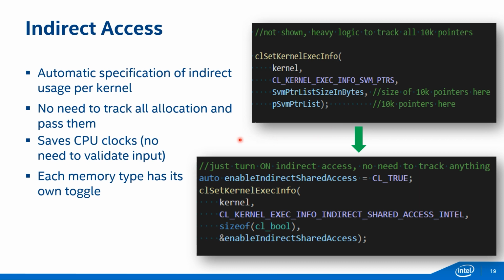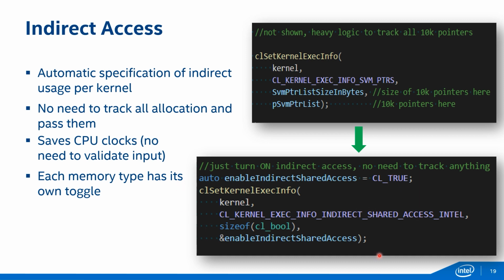So what we wanted to fix here, we added a notion of indirect access flags. So we have 3 memory types, and each kernel can be set to specify that those kinds of allocation types are used indirectly in this kernel. And the user may simply say, in this kernel I'm using this allocation type indirectly. Make sure I can use all allocations that were allocated in this context indirectly. So instead of passing 10,000 device pointers or host pointers to the kernel, the user may just say, in this kernel I use shared allocations indirectly.